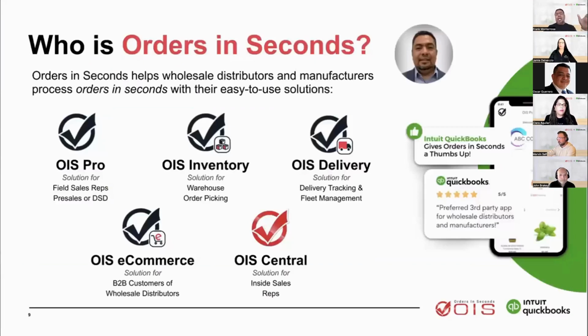So let me explain who Orders in Seconds is. Look, to keep it simple, Orders in Seconds specializes in helping wholesale distributors maximize their sales by automating their different sales channels. In the distribution industry, you know, there are different sales channels, right? So in this case, we have 5 different solutions.